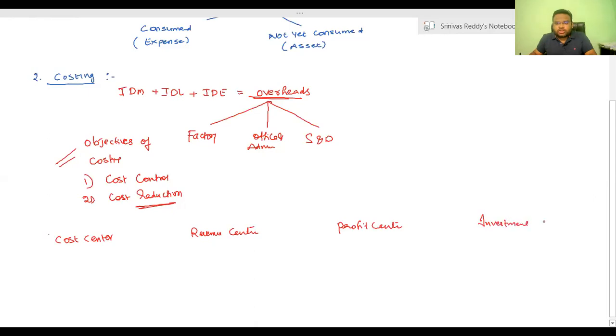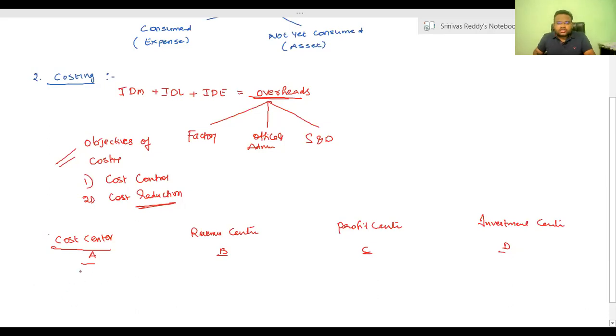But all this will be in our material. No need to note it, just understand the concepts here. What is basically a cost center? I'll tell you later, but how I do evaluation and why I'm keeping a responsibility. Let us assume person A is responsible for the cost center, person B for the revenue center, person C for the profit center, person D for the investment center.